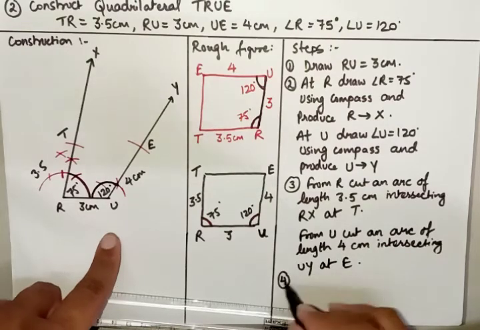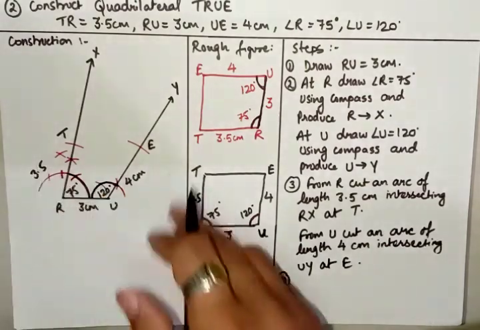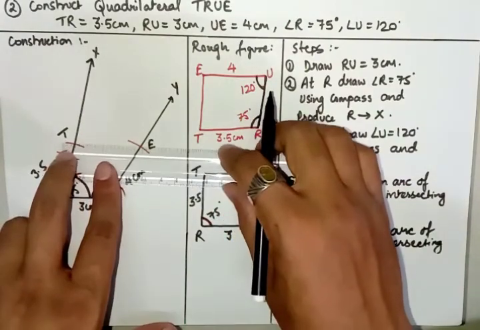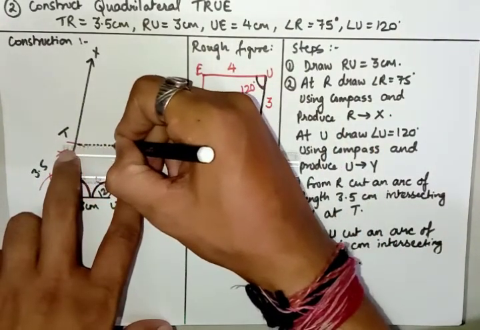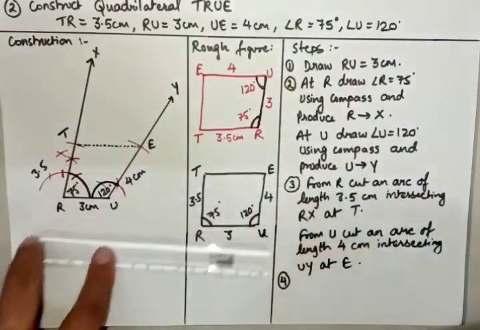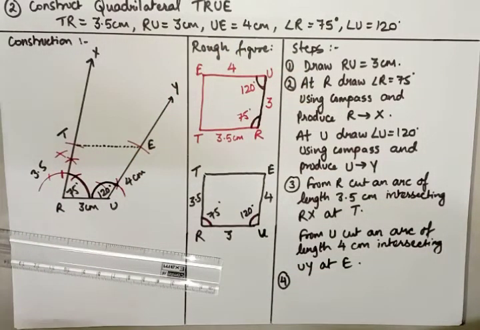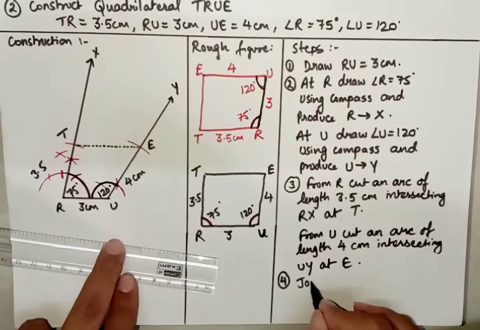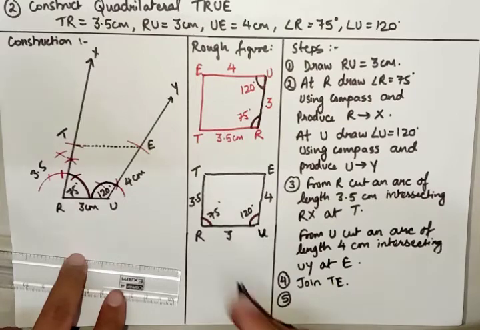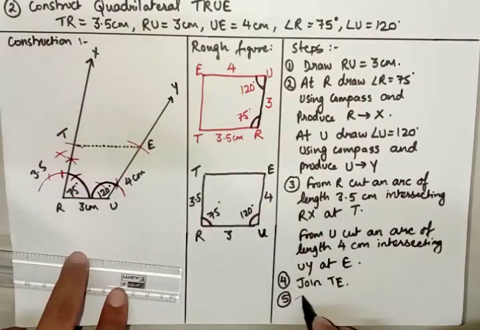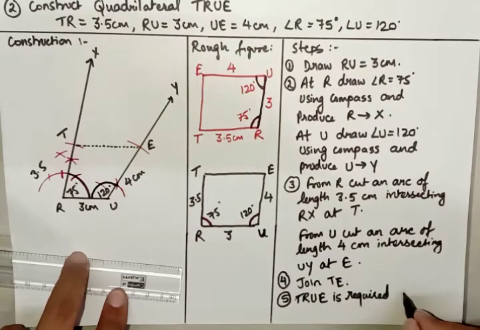Now fourth step, I have told you we have to join TE to get the quadrilateral. So joining TE, I did it with dotted lines because this measurement is not given to us. So join TE. So TRUE is the required quadrilateral.